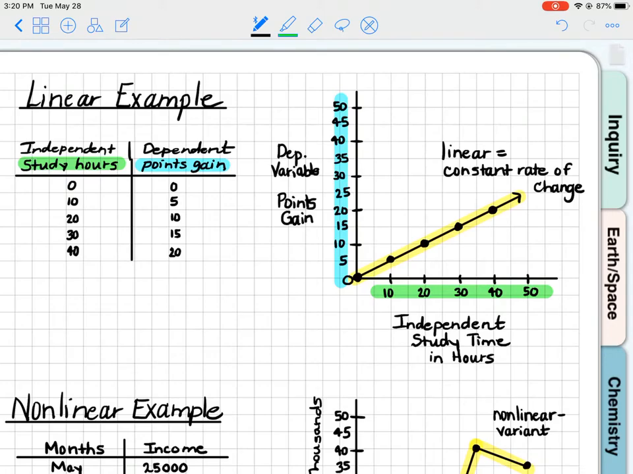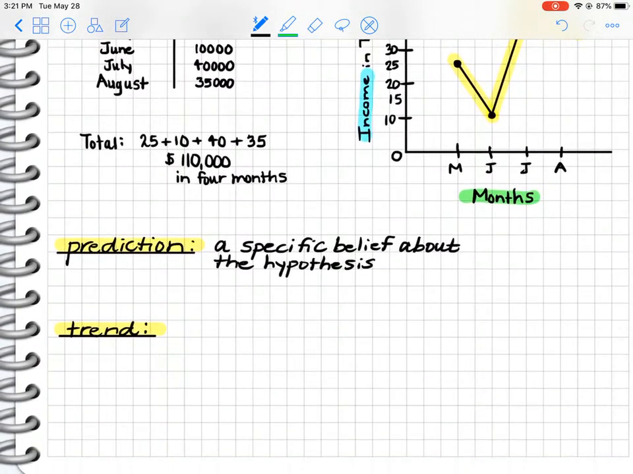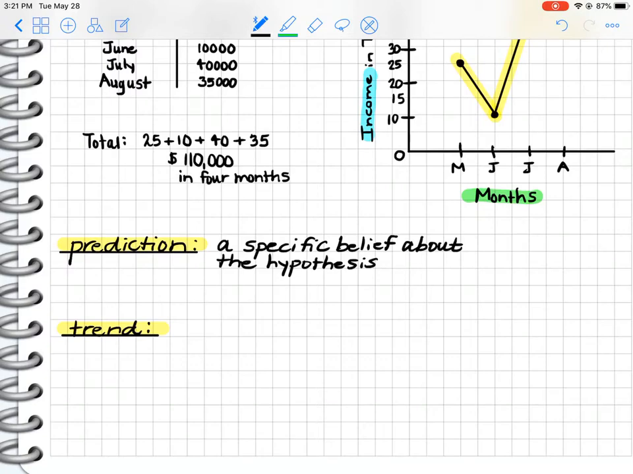What would your prediction be if I studied 60 hours or 50 hours, sorry? Do you think that line would continue to go up or would it not go up? I would predict that it would go up. The more I study, the more my points are going to rise. So that's my prediction on that one. This one's a little harder to predict because we're bouncing all over the place. So this prediction would be a little tougher to do. But a prediction is a specific belief about what's going to happen, about the hypothesis.